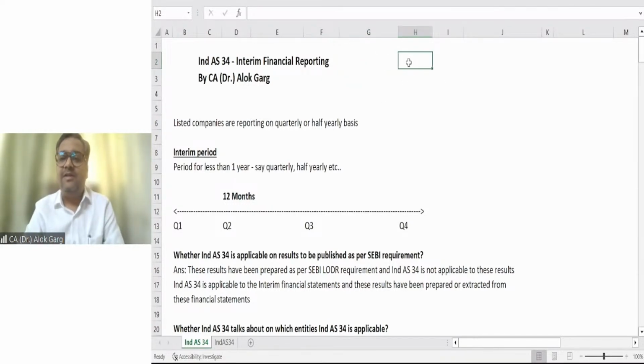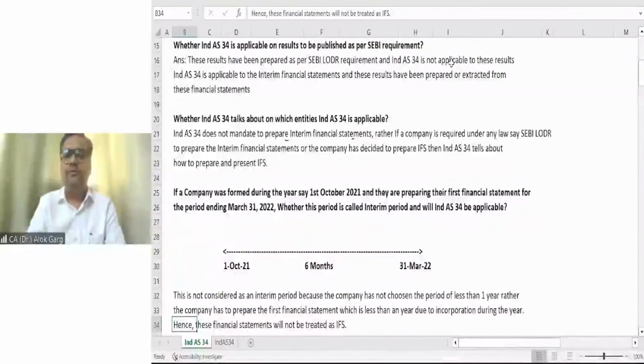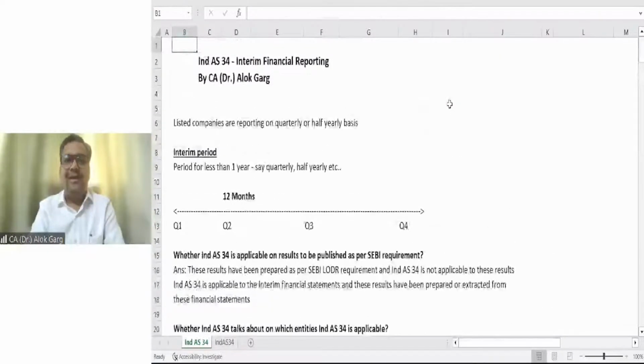Students, today I'll cover this entire standard in this Excel file. I have a lot of questions and a lot of practical questions as well. I'll also discuss the Infosys annual report, or Infosys interim financial statement, to give you live examples of this particular standard. So students, IND AS 34, interim financial reporting.